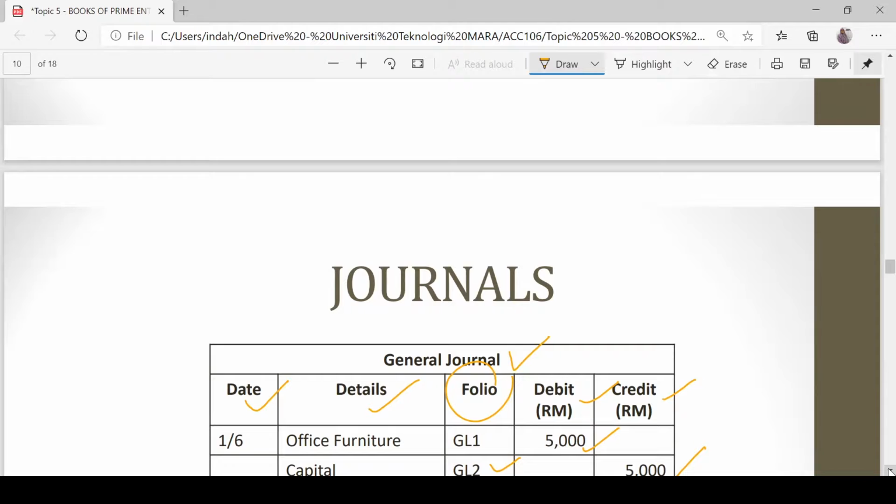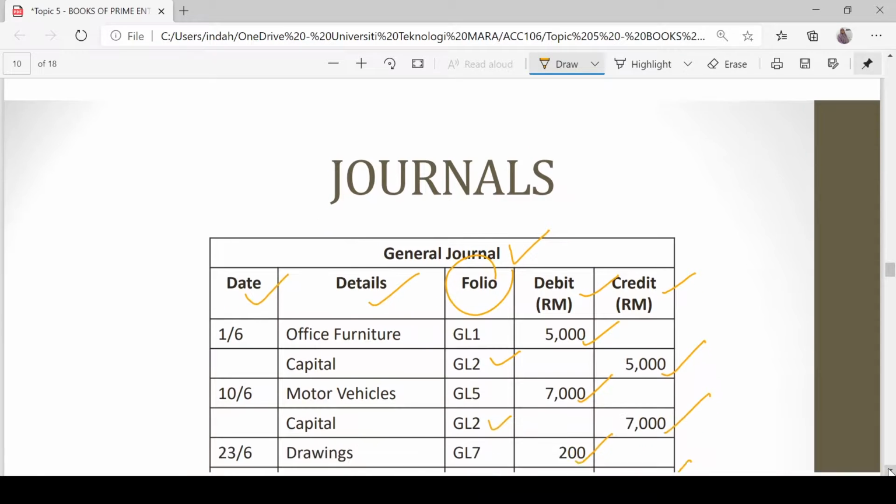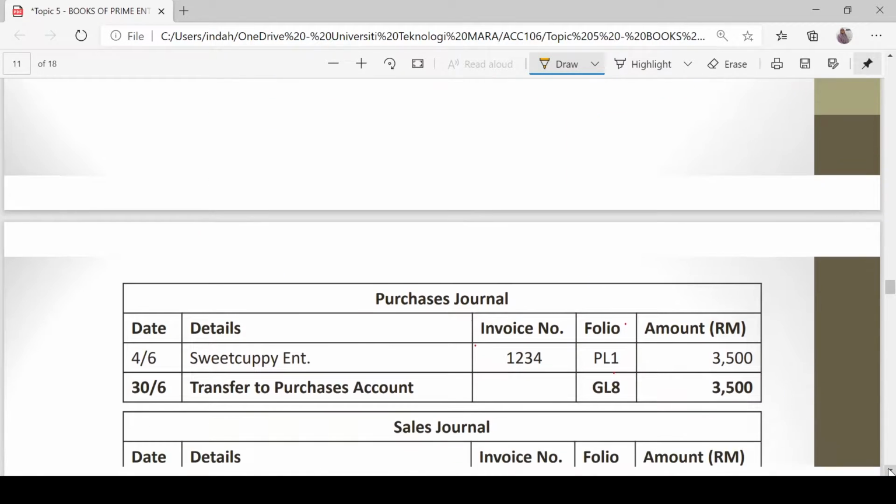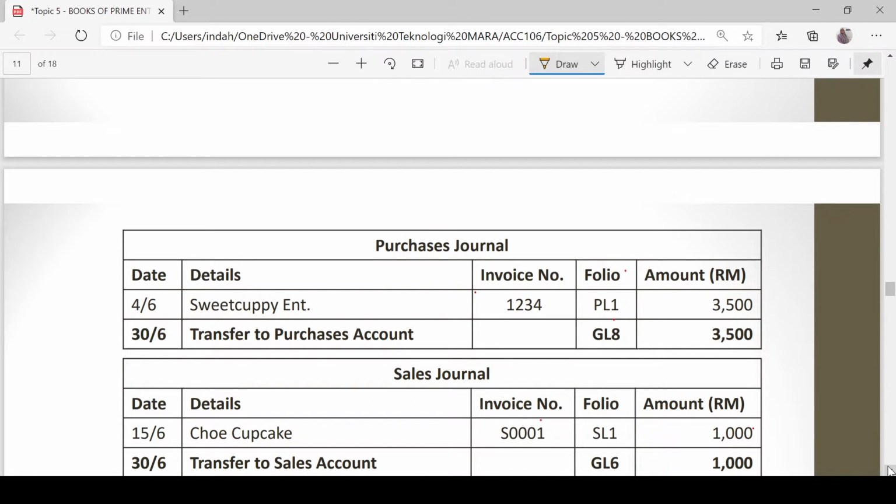I haven't introduced you to the format of journals. For the purchase journal, we have the title, and then we need to state the date, the details, and the invoice number. Since this is the purchase journal, the invoice number is the one that we receive from the supplier.